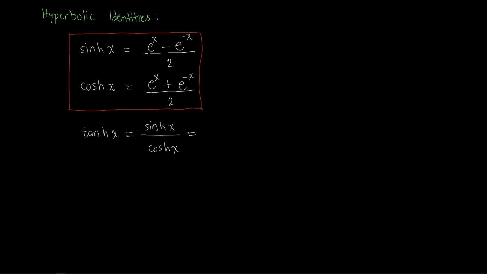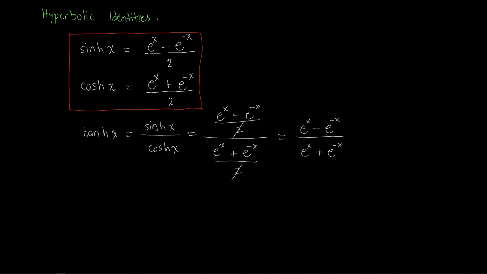Then, si sine hyperbolic, diba, e to the power of x minus e to the power of negative x over 2, all over si cosine pod kay e to the power of x plus e to the power of negative x over 2. Since same sila og denominator over 2, so pwede rin tanggungon that si tangent hyperbolic of x is e to the power of x minus e to the power of negative x over e to the power of x plus e to the power of negative x.